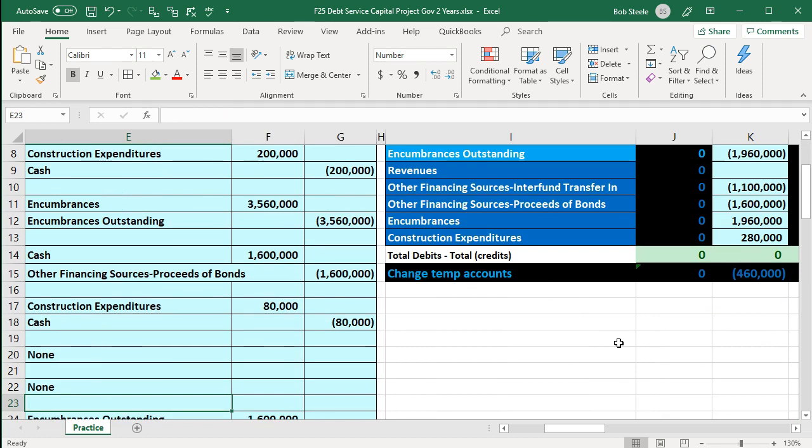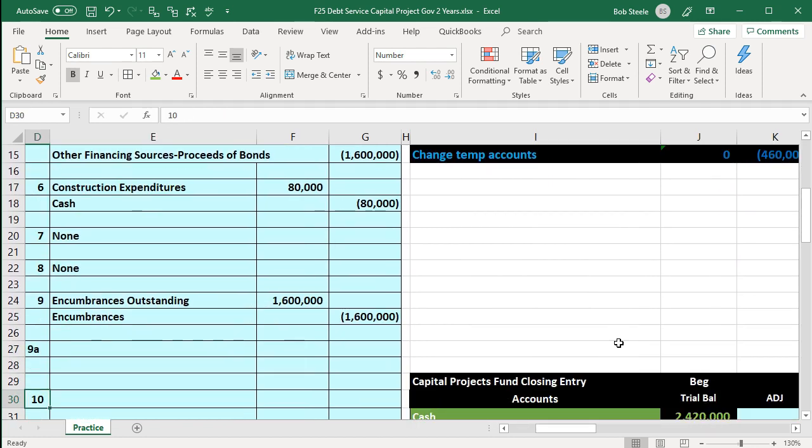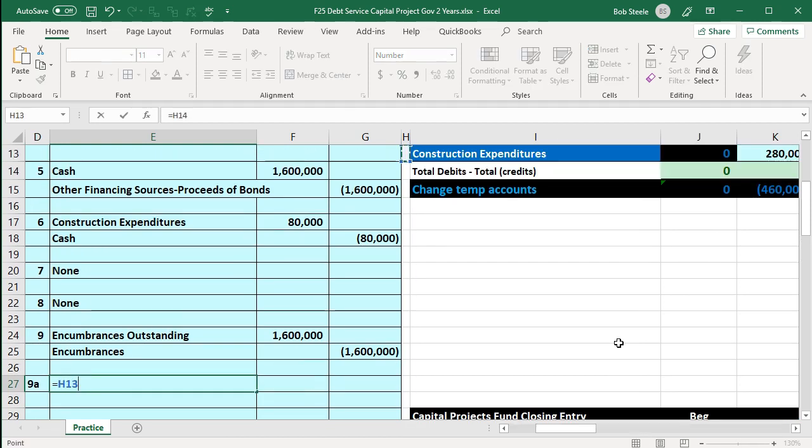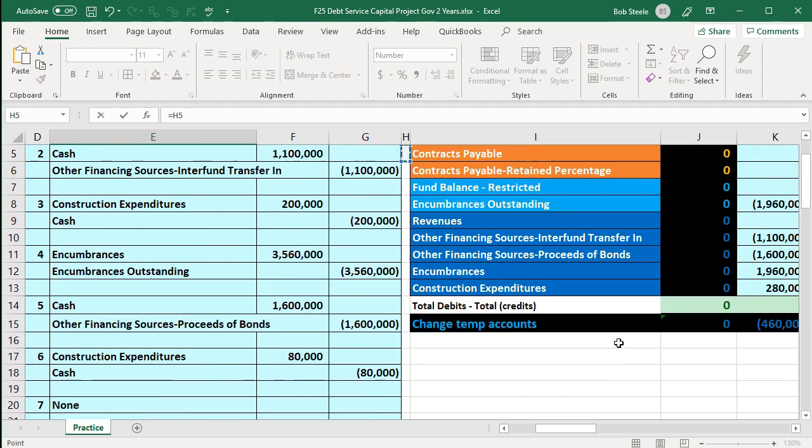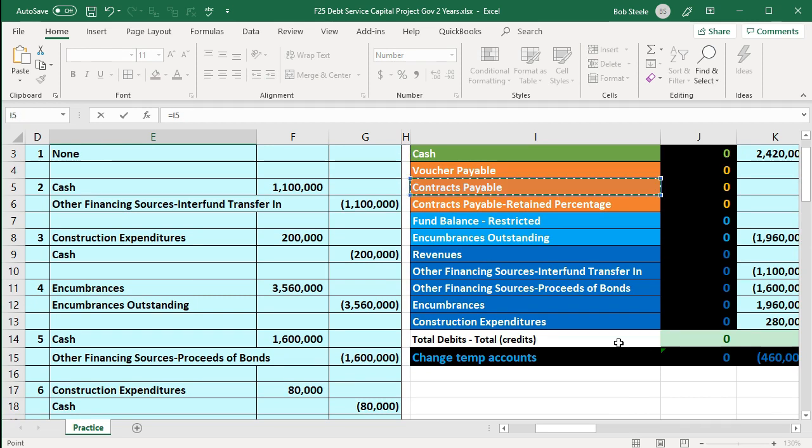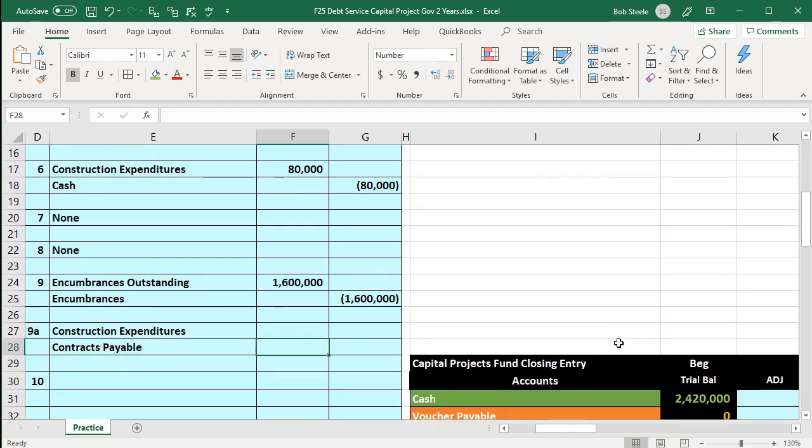Now we'll record the expenditure. This will look more like the transaction we did in the government-wide activities, but instead of putting it into the asset account, we're going to be putting it into an expenditure type of account, construction expenditure, and the other side is going to go to the contracts payable. So the other side, contracts payable. There we have it. That's the debit and credit. Now we can post that out.